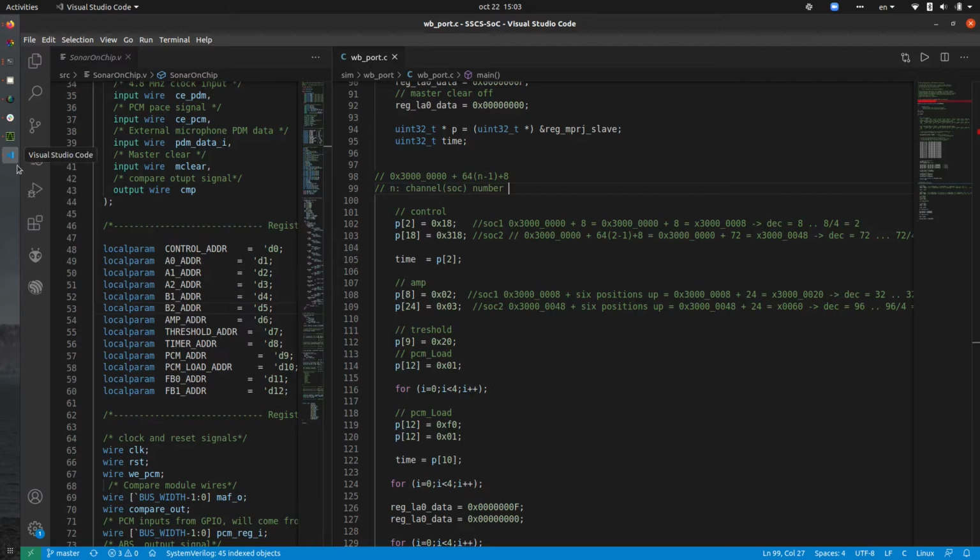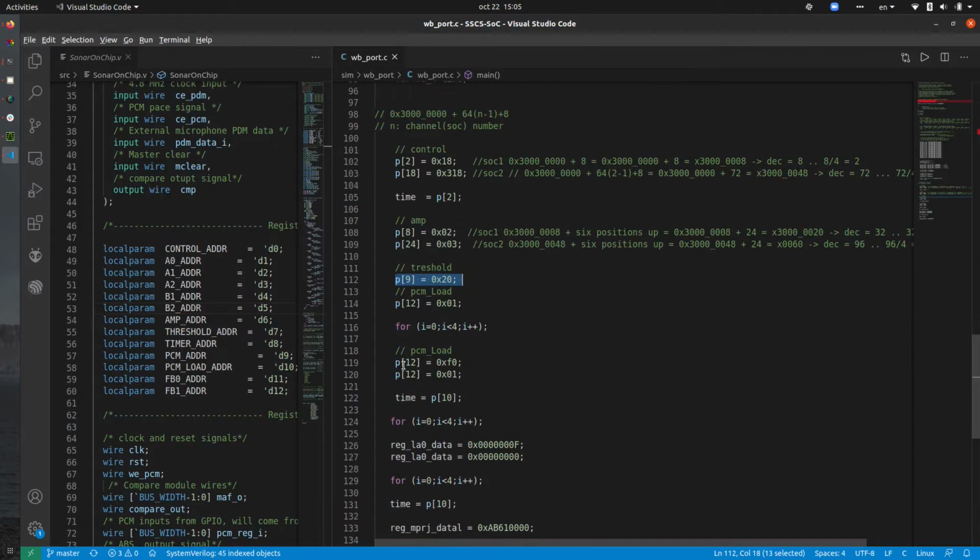On the firmware, and using the equation given in the README file, we will write some values to the registers, and we hope to see these values in the simulation. We will write some data to the control register, the threshold register, and also we will introduce some data to the PCM register.